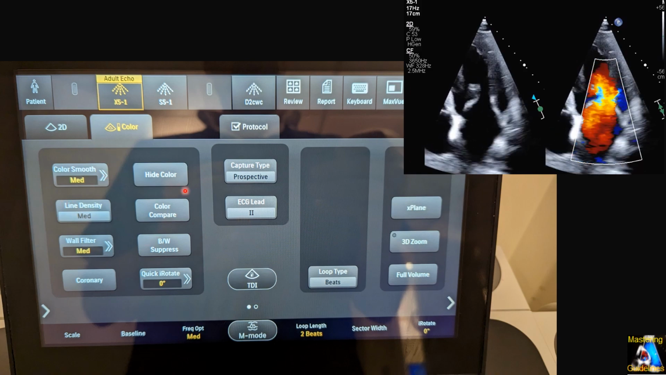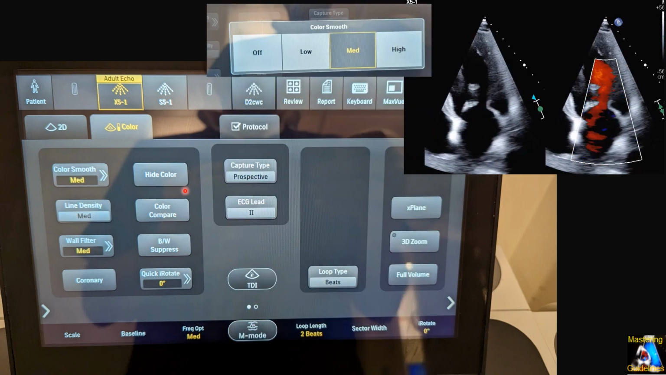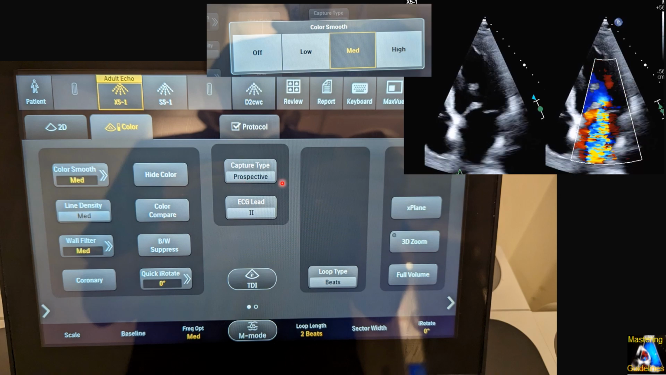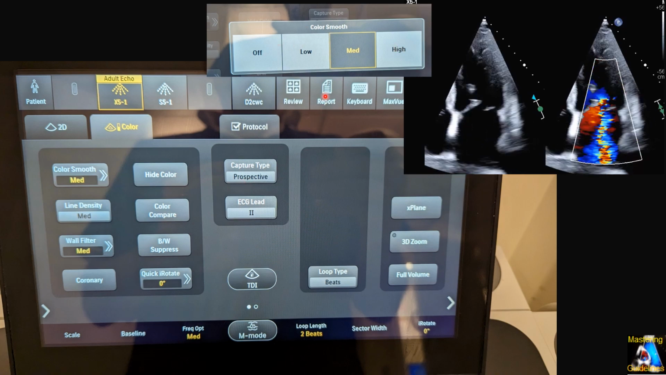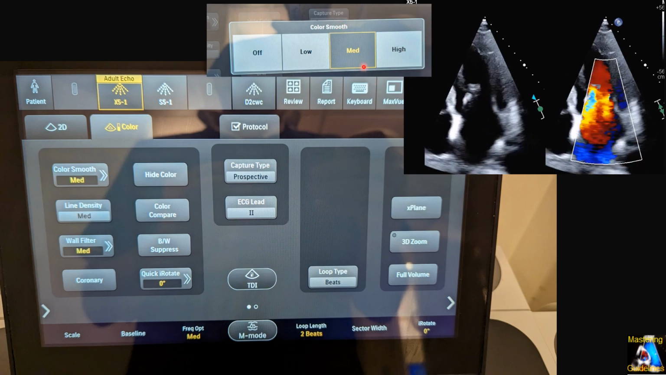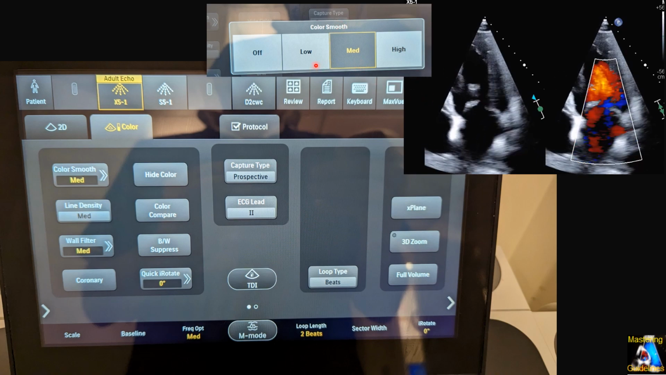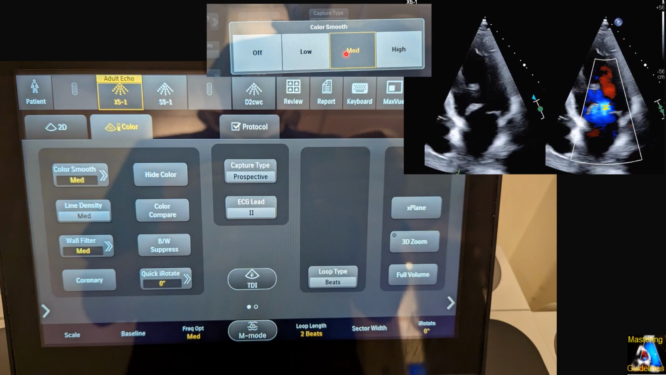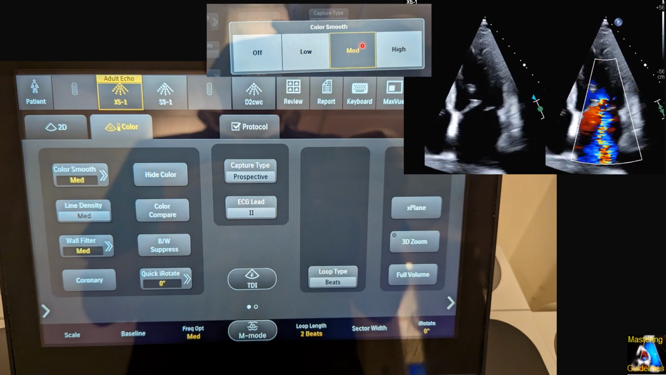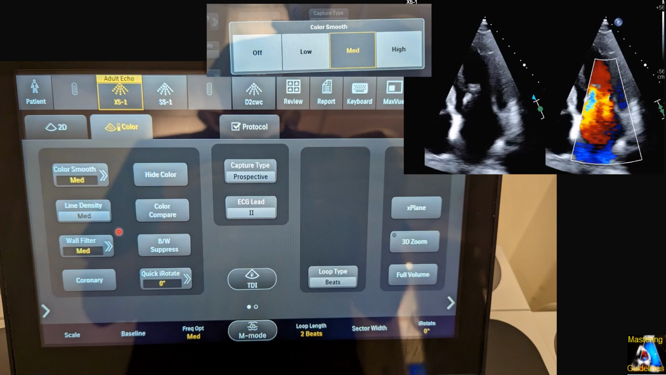Next one is color smooth. This color smooth function is almost the same as compounding in 2D. It smooths our color Doppler. Usually we put it at the level of low or medium, but we have to see based on where the area is that we are scanning and investigating with color Doppler. We can play and see what gives us the best option for a nice and good jet and color Doppler.